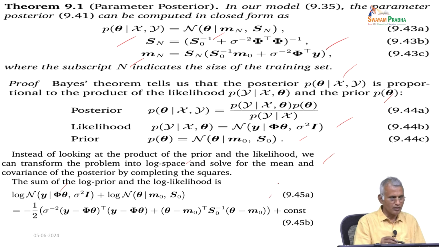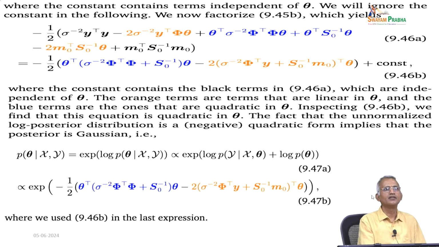which is equal to minus 1/2 into sigma to the power minus 2, (y minus Phi theta) transpose into (y minus Phi theta), plus (theta minus m naught) transpose into S naught inverse (theta minus m naught), plus constant, where the constant contains the terms independent of theta. So, we will ignore the constant in the following.